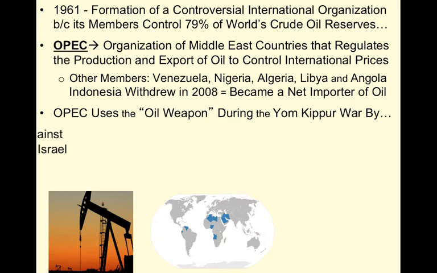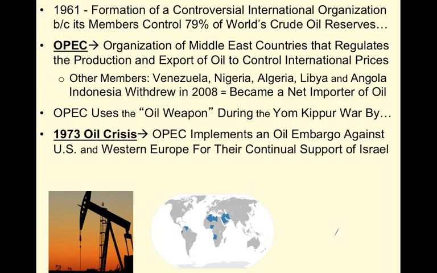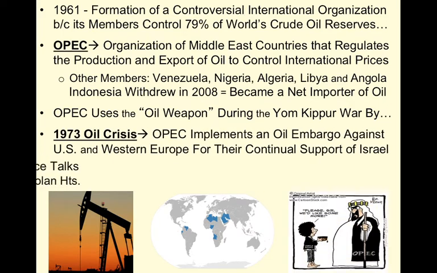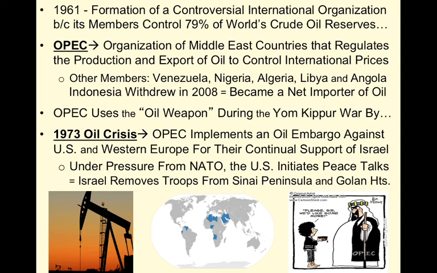And so during the Yom Kippur War, remember when we talked about the Arab Israeli conflict, those are Arab nations, they didn't like that the United States and Western Europe were supporting Israel, and so they put an embargo on our oil because of our support for Israel. This forced peace talks to happen that we talked about, between Egypt and Israel, where Israel removed troops from the Sinai Peninsula and the Golan Heights, right?